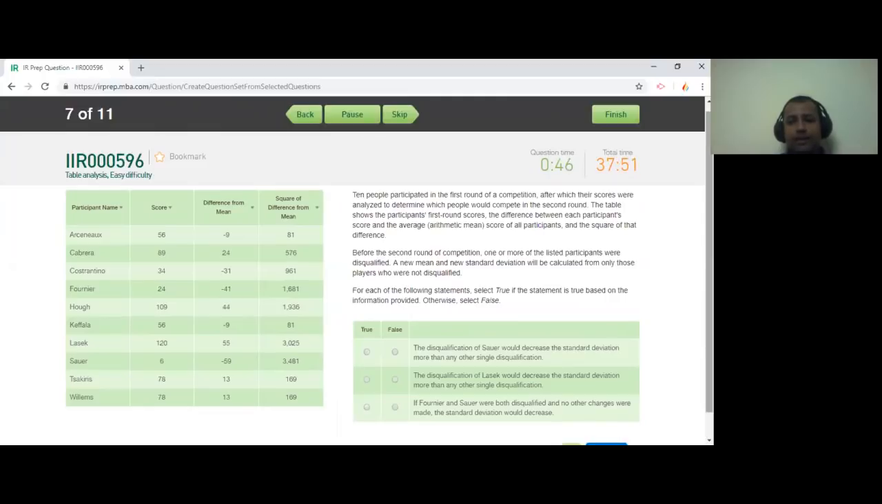For some of us, if we have not yet studied statistics as such, standard deviation might come as something new, or we might not recall that from our memory very quickly. So that's why I would like to discuss this problem. Let me know when you're ready to discuss.